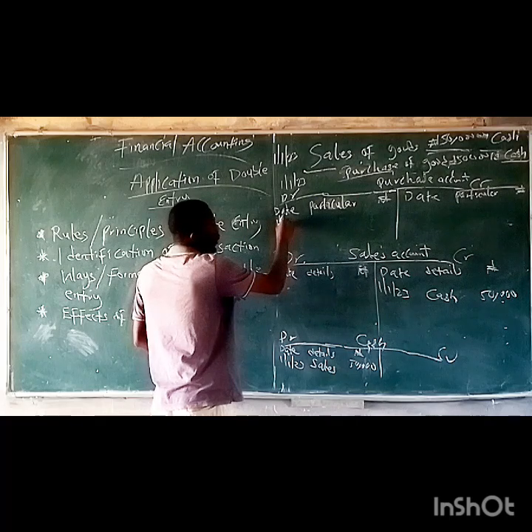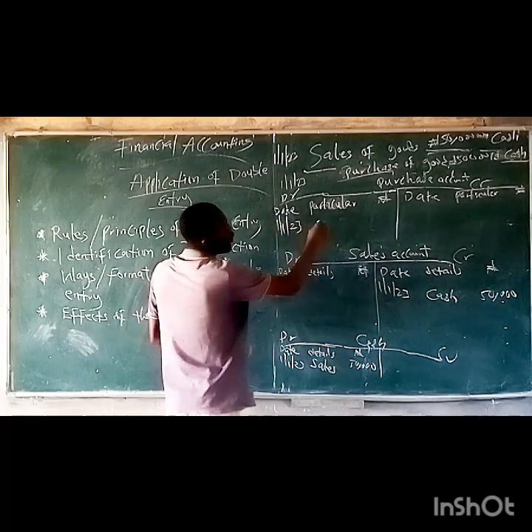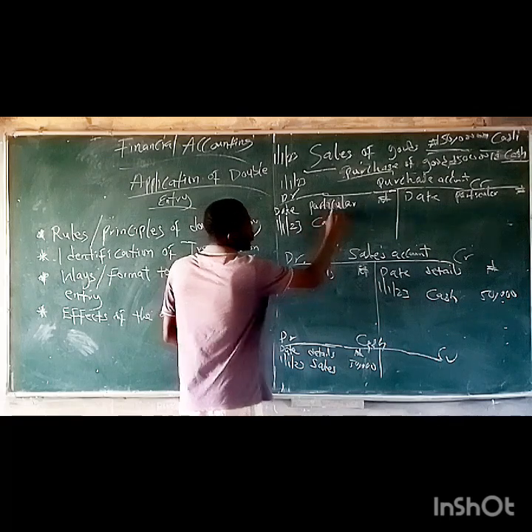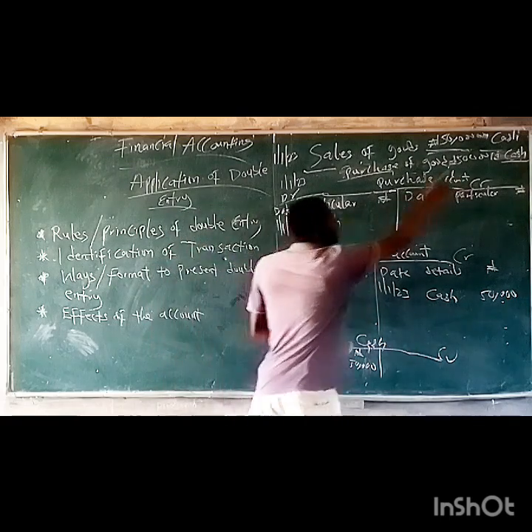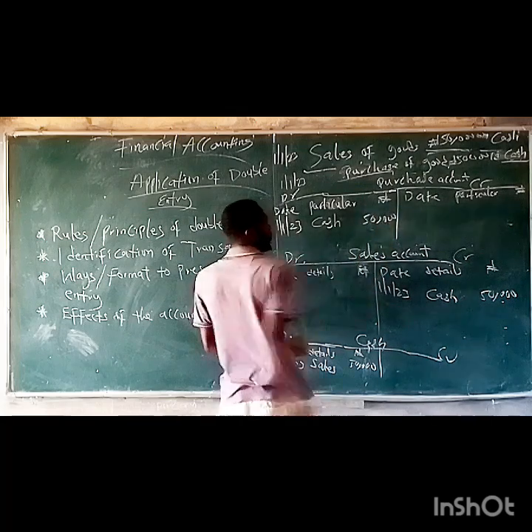Then the date is still what? 1st of January 23. Then you write what will now be there? Cash. Then the value, which is still what? The money terms, which is 50,000 naira.